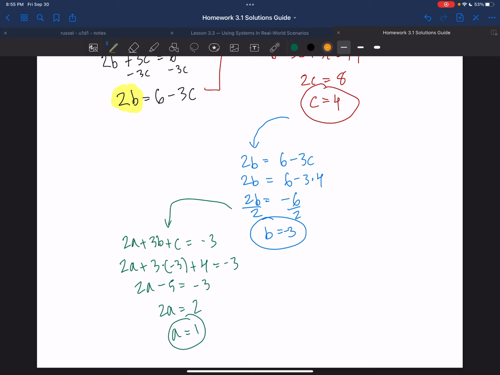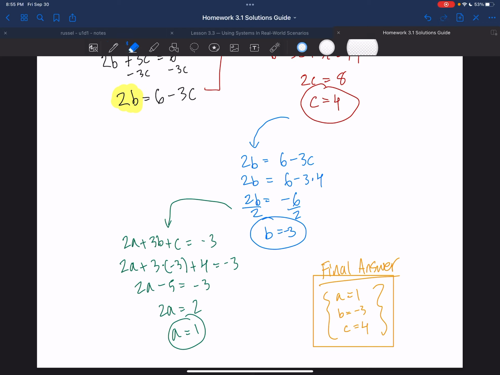And so my final answer is, I don't want to do an ordered triplet. I'll just do a equals 1, b equals negative 3, and c equals 4. And I'll box that and call it a day. I don't really like that box. I'm going to try boxing it one last time. Okay, well, whatever. That is my final answer. And so there you go.